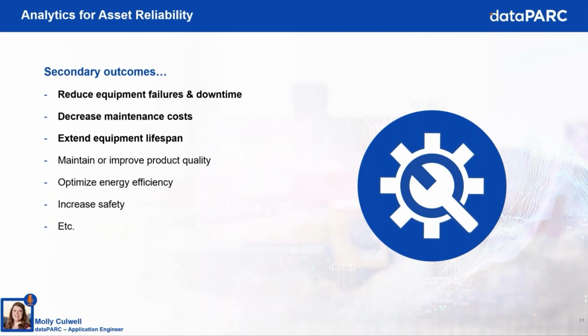Quality is another area that can be improved or maintained when we talk about increasing uptime. When you are running more consistently and not going up and down, it's easier to stay within spec and make good quality product. This consistency is going to be the same reason why energy efficiency and optimization is also going to be improved. And also take into consideration the potential for increased safety.